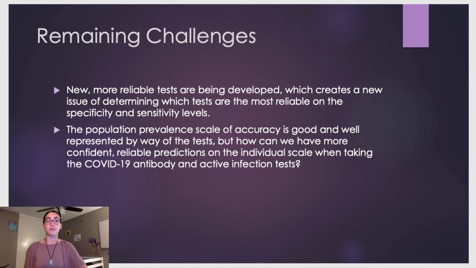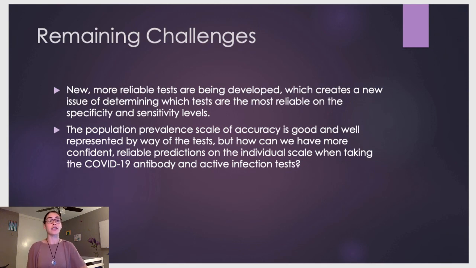The population prevalence scale of accuracy is good and well represented by the way of tests, but how can we have more confident, reliable predictions on the individual scale when taking the COVID-19 antibody and active infection tests? This is a question of high importance because making incorrect predictions on an individual scale can severely affect how much COVID-19 is prevailing on the population scale.